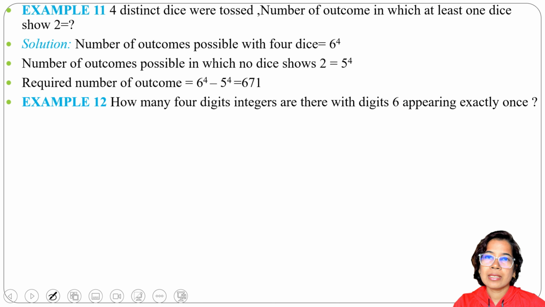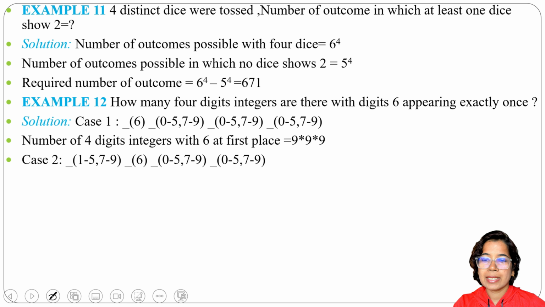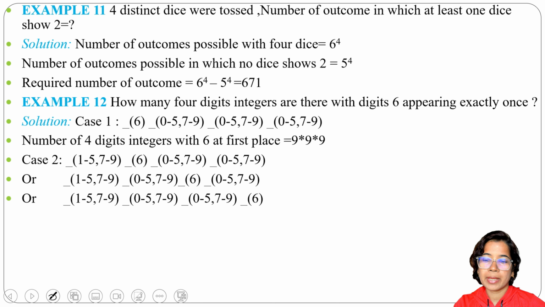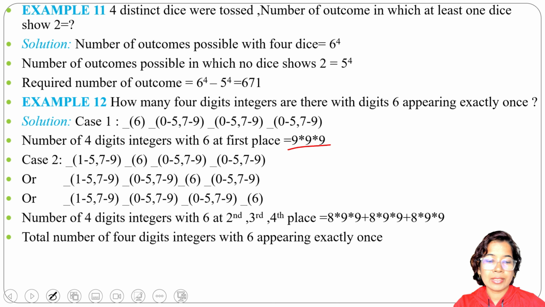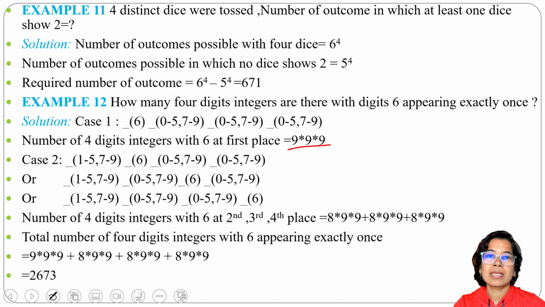So there are two cases. First case, 6 appears at the first place. Then in the second case, 6 can appear at the second, third or fourth place. So if 6 appears at the first place, there are 9 multiplied by 9 multiplied by 9 ways. Then if 6 appears at the second, third or fourth, there are 8 multiplied by 9 multiplied by 9 in 3 ways. So the total number of 4-digit integers with 6 appearing exactly once equals 2673.